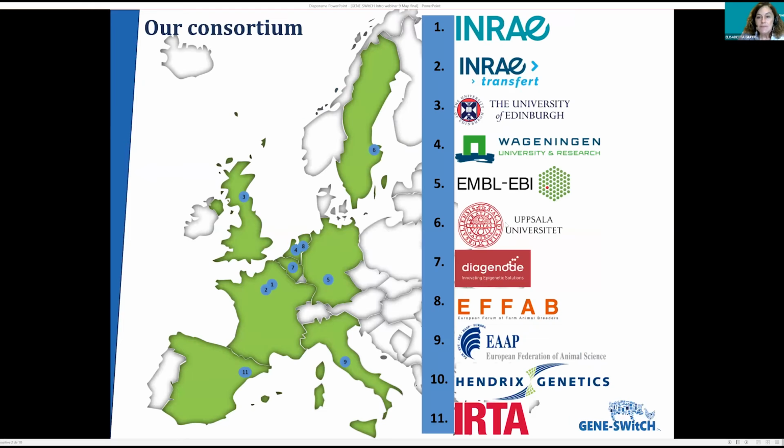Well, the consortium is made of 11 partners that you see shown in the slides. They cover 8 European countries, and we are also connected with direct links for the operations that we do, the ongoing work, with additional animal breeding companies.